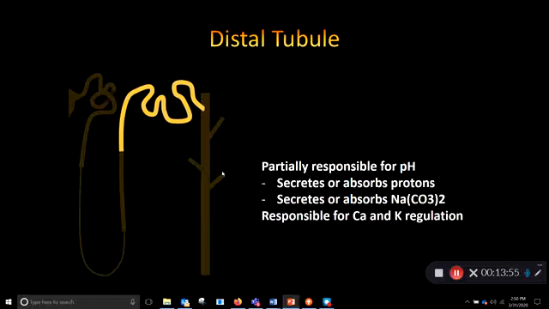Now let's move on past the loop of Henle. We got through the descending loop. We just came up the ascending loop. We are now at the distal tubule. And this is the place where you see a lot of pH regulation. You see protons getting pumped in if it's too basic in the blood, or sodium chloride or what have you getting exchanged depending upon the status of the blood. It also has a lot of responsibility with potassium and calcium regulation.